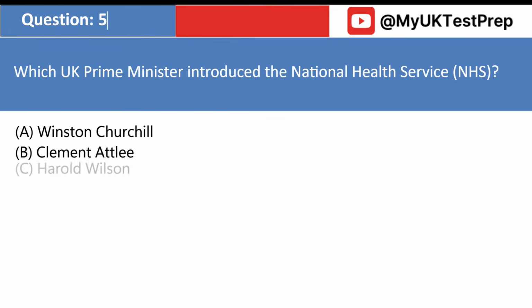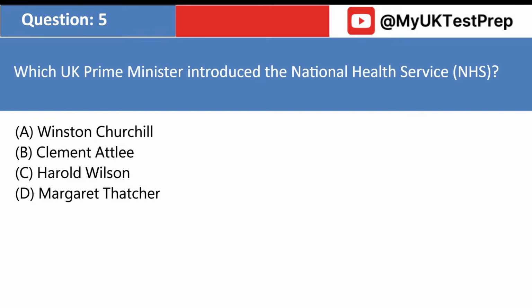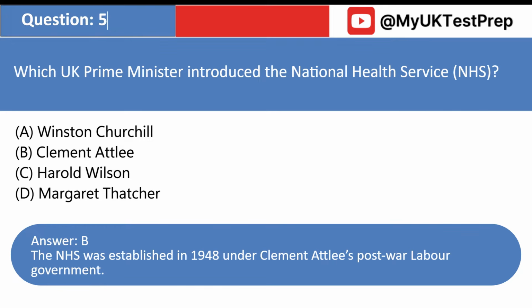Which UK Prime Minister introduced the National Health Service, NHS? A. Winston Churchill. B. Clement Attlee. C. Harold Wilson. D. Margaret Thatcher. Answer: B. The NHS was established in 1948 under Clement Attlee's post-war Labour government.